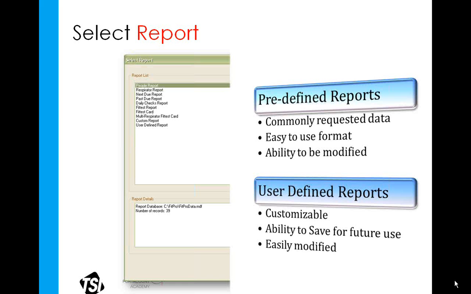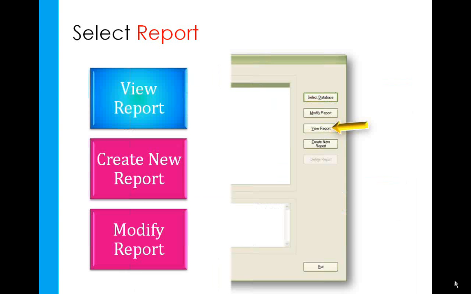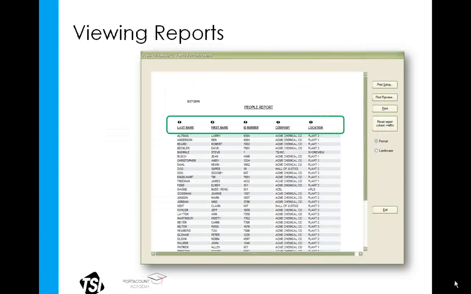At the bottom, we're going to see which active FitPro database is currently selected and how many records are shown in that report. On the right-hand side, we see the options for viewing, creating, and modifying reports. We'll begin with viewing a report. Fairly simple. The people report should already be selected. So if you would like to see that report, just click on View Report.